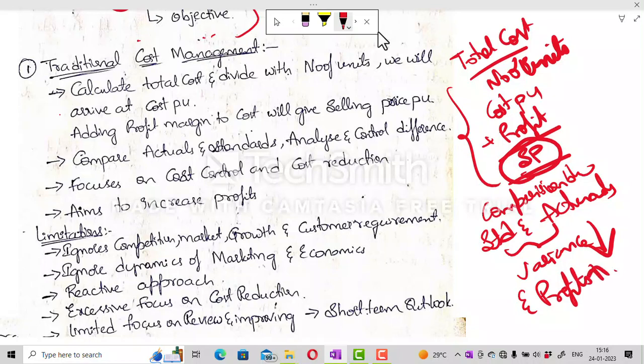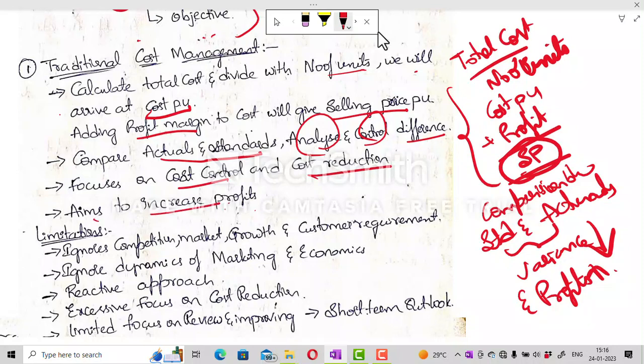See here, we calculate the total cost and divide by the number of units. It will give the cost per unit. Adding a profit margin will give the selling price per unit. Next, they compare the actuals and standards, analyze them, and control the differences. Focus will be on cost control and cost reduction, and it aims to increase the profit.